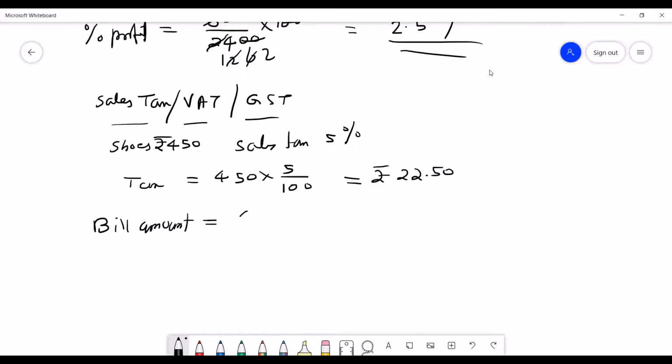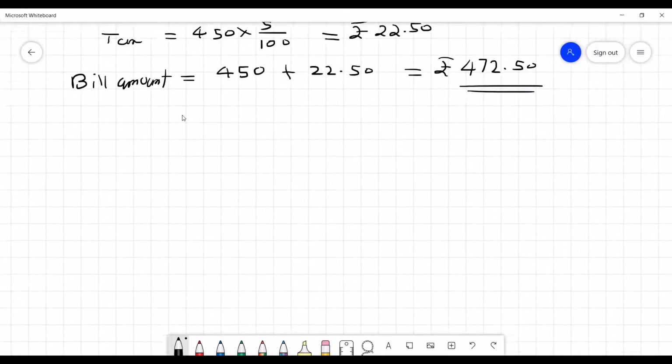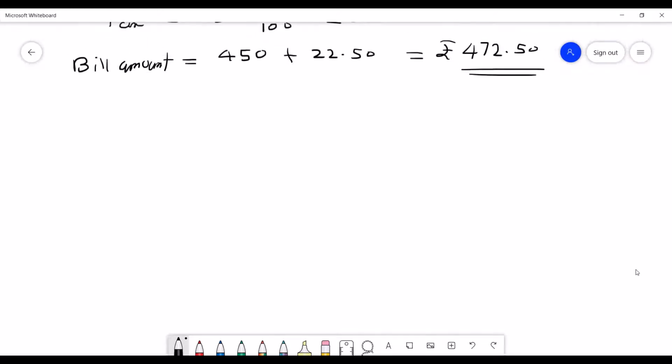The price of the shoe plus 22.50. This means that one has to pay rupees 472.50 for the shoe. Now let us come to the next topic. Our next topic is compound interest.